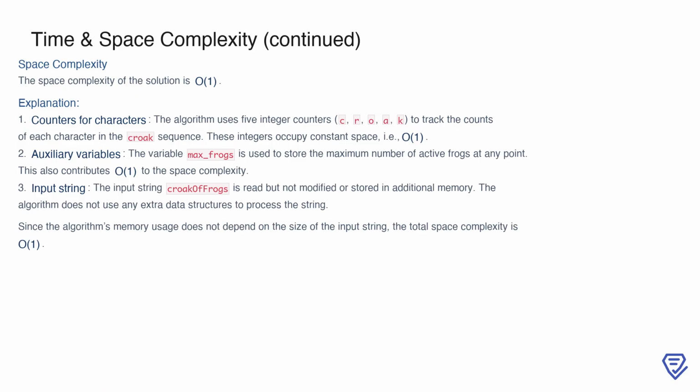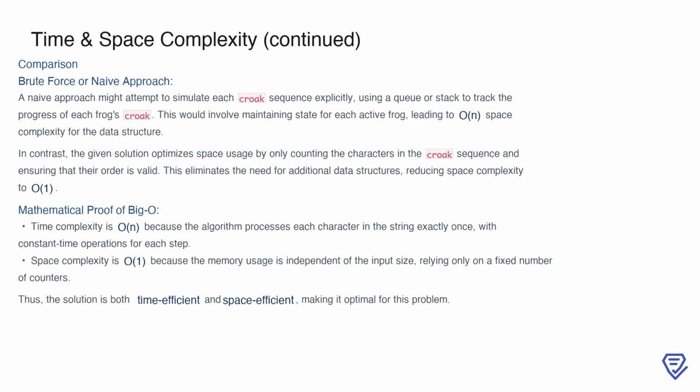Additionally, the variable max_frogs is used to track the maximum number of active frogs at any moment, and it also uses constant space. Importantly, the input string croakOfFrogs is only read and not stored in any additional data structures. Since no extra memory is allocated based on the size of the input, the overall memory consumption of the algorithm is fixed at O(1).